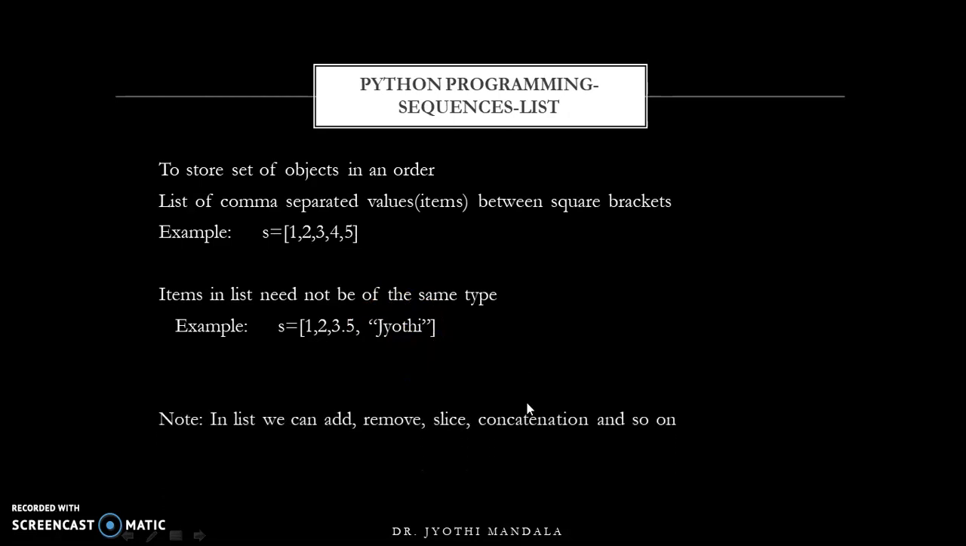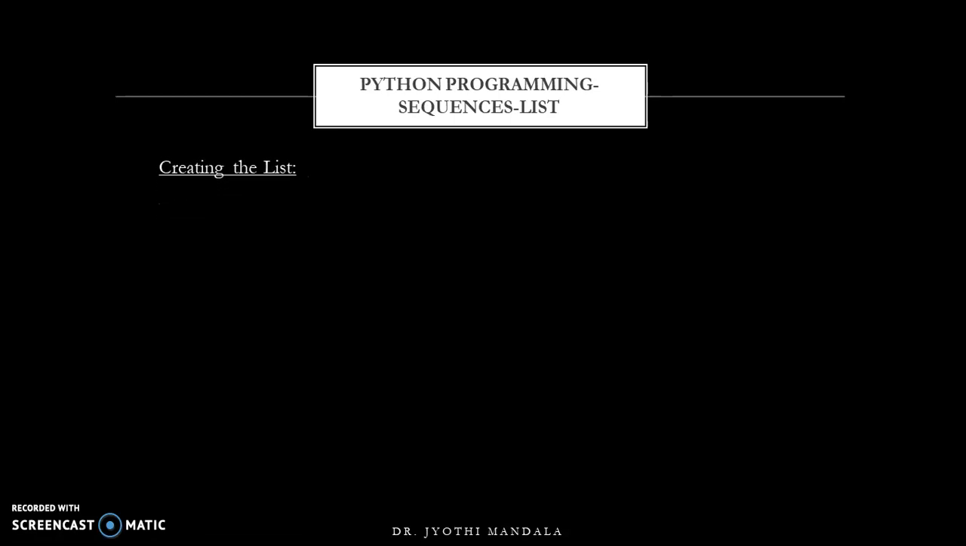Once we have a list, we can add a new element, remove an element, do slicing, concatenation, and n number of operations can be performed on that list. We'll see all those operations. First we'll see how to create a list. A list can be simply created by writing the name of the list, and then using the assignment operator we give the list of elements like this. So here I am creating S and giving the list of values like this.